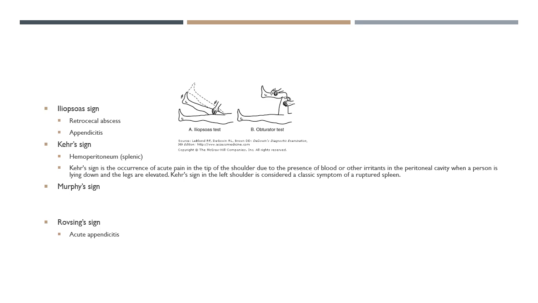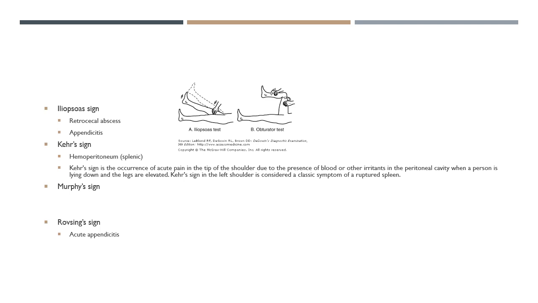So essentially the patient is going to be supine with a raised leg, and then they're going to feel pain in their left shoulder. So remember the left side is where the spleen is, so that's going to be caused by irritation. It's going to be a classic sign of ruptured spleen. So this is peritoneal irritation due to a ruptured spleen.